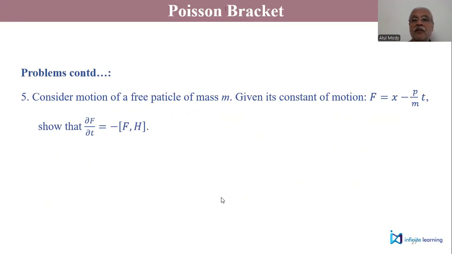Right. So you are given a function f equal to x minus p by m t, a one-dimensional problem. So only one coordinate and one momentum. And you have to show that the partial derivative is minus f, h.